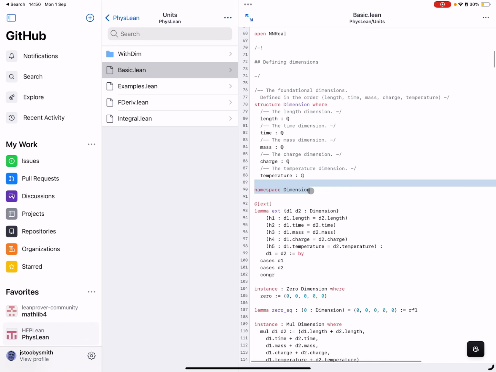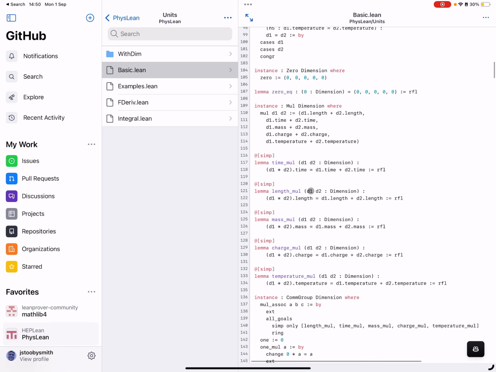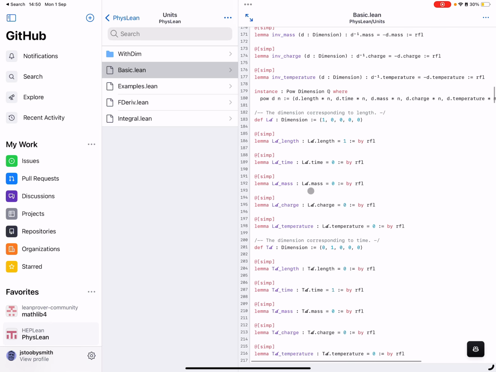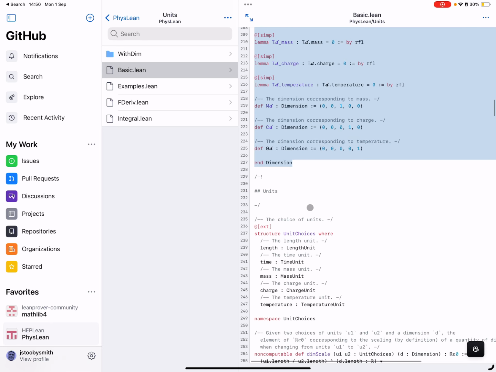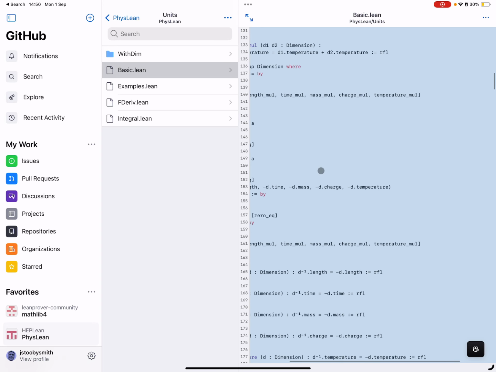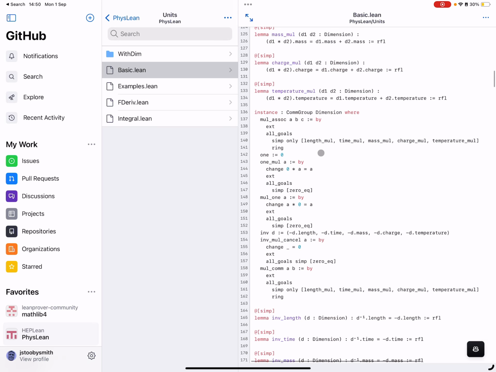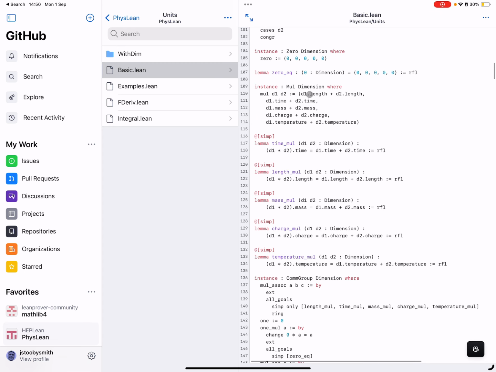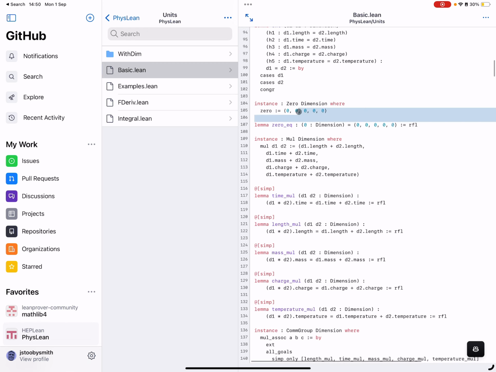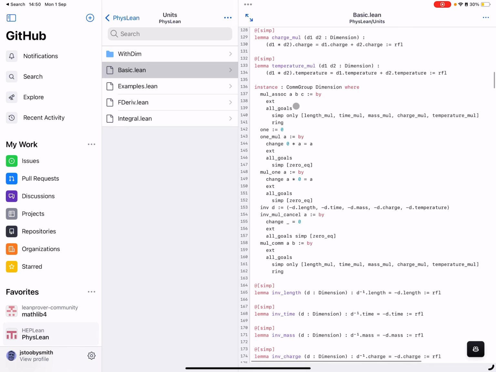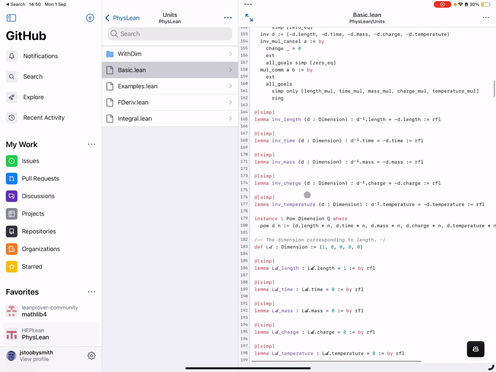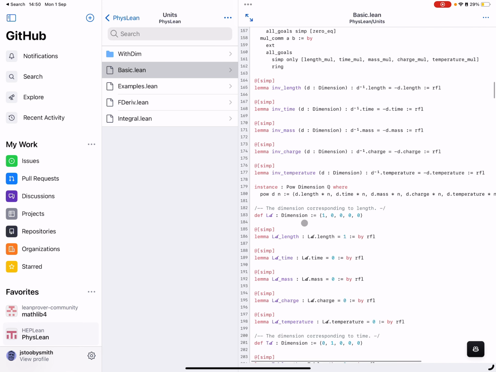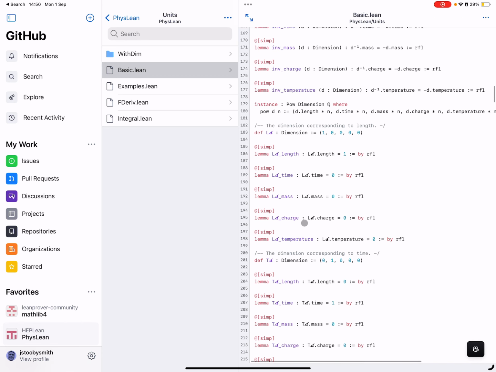So this next bit here, this namespace within dimension, all the way down to here is basically just proving some nice results about dimension. So, for example, that it forms a commutative group, that you can multiply two dimensions. In other words, a multiply here really means you add the individual components of the dimension. There is a zero dimension, and so on and so forth. There's an inversion dimension, which is basically the negation of a dimension. So if something has dimension time, the inverse of that is negative time.